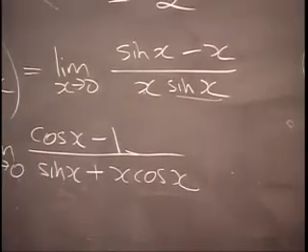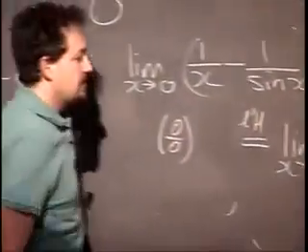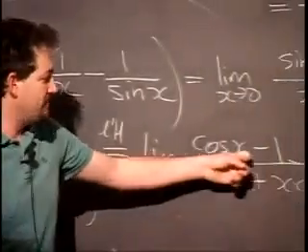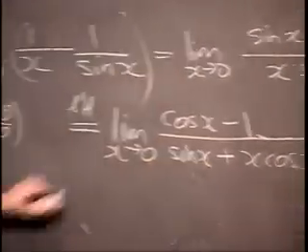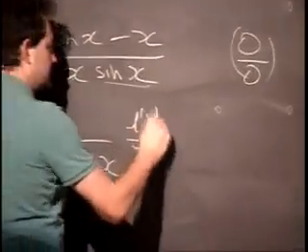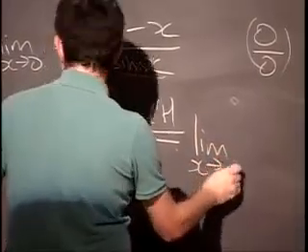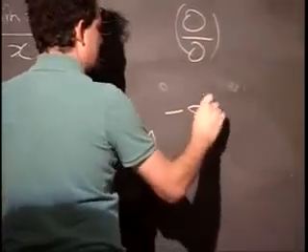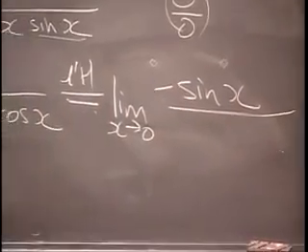Now again, this is a 0 over 0 case because cosine of 0 is 1 minus 1 is 0 on the top. That's 0, that's 0. So it is 0 over 0. So I use L'Hopital's rule once more, and I get the limit as x goes to 0. The derivative of cosine x is minus sine x. On the bottom, the derivative of sine x is cosine x.